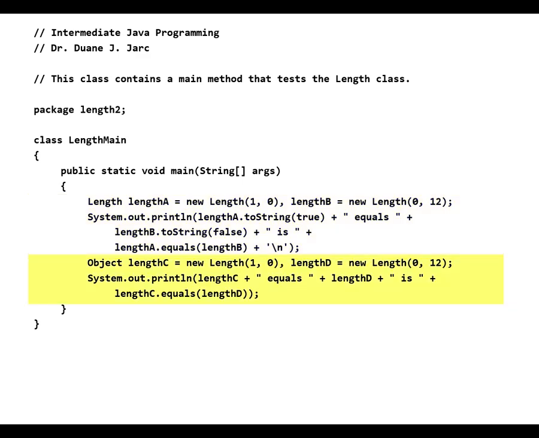Next, we again instantiated two length objects as before, but this time we declared the type of the references to be object. Since length is a subclass of object, these assignments require no typecasts. Next, we display the two lengths with the implicit calls to toString and display the result of comparing them with the equals method.